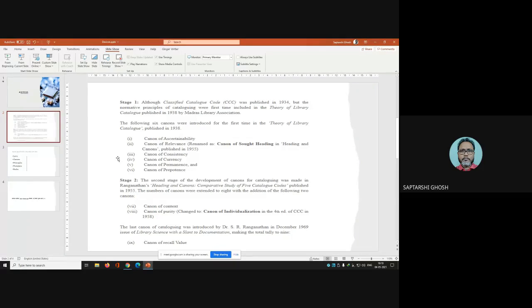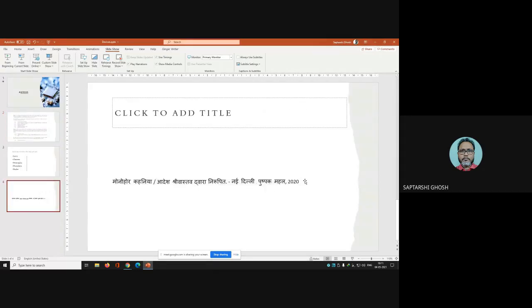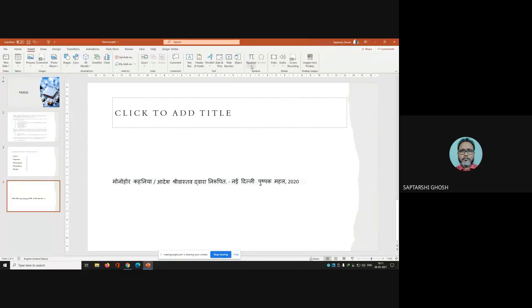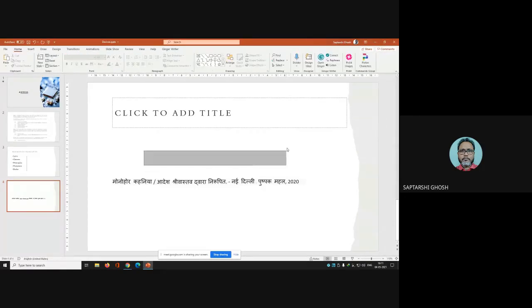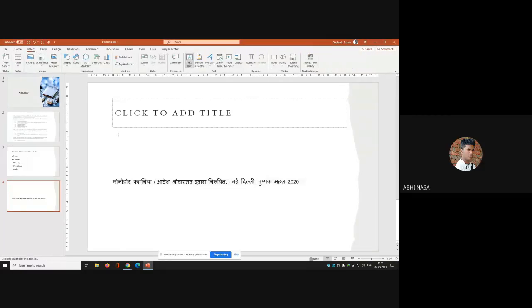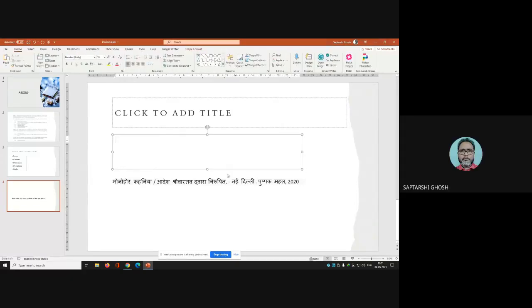As for example, in AACR2, whenever we do not have any place, we have to write SL. What is SL? What does it mean? Suppose you do not have the place. Then what will you write? If the place is not there, then what will you write? I don't know. Don't know, because you didn't get any chance for doing that one.